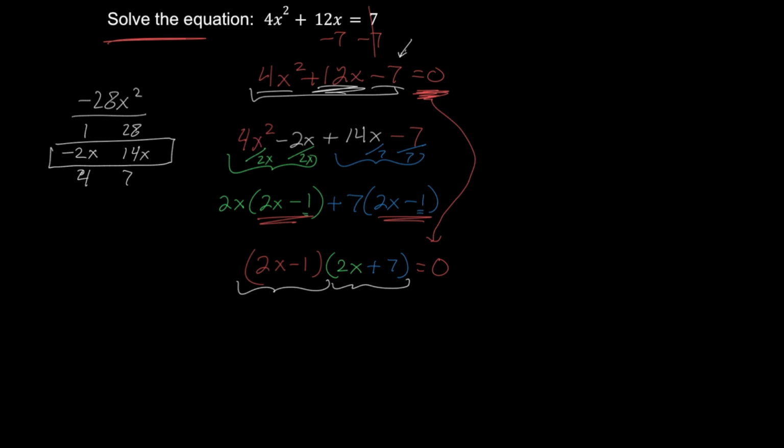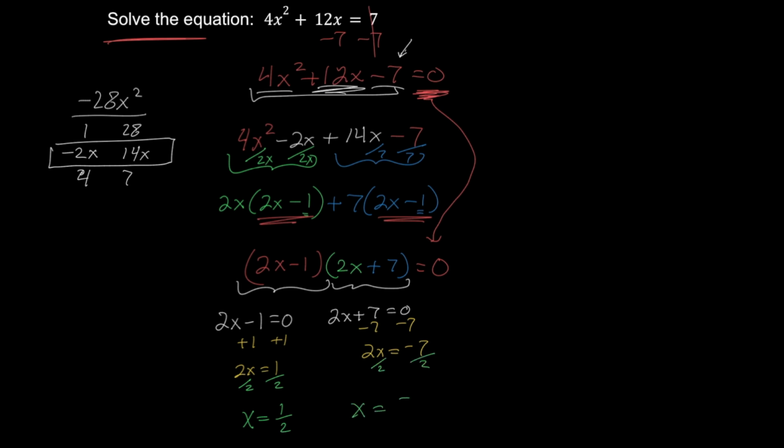So here we have two different binomials multiplied together to equal 0. So we'll set 2x minus 1 equals 0. And we'll also set 2x plus 7 equal to 0. And then we'll just solve each of those equations. So I'll add 1, get 2x equals 1, and divide by 2. So x equals 1/2 is one of the answers. And then I will subtract 7, get 2x equals negative 7, and divide by 2. To get x equals negative 7/2 as the other answer. And there we go.